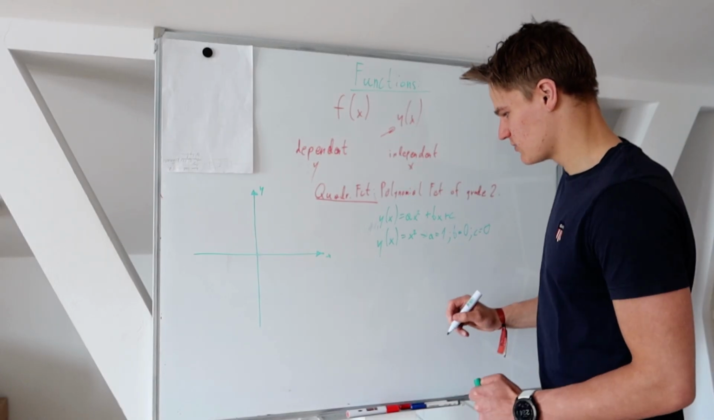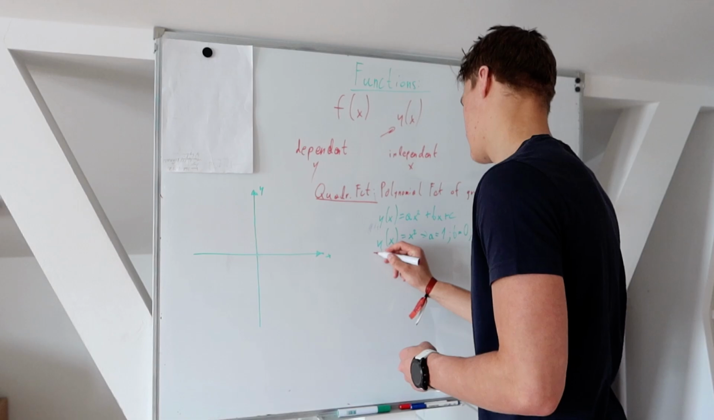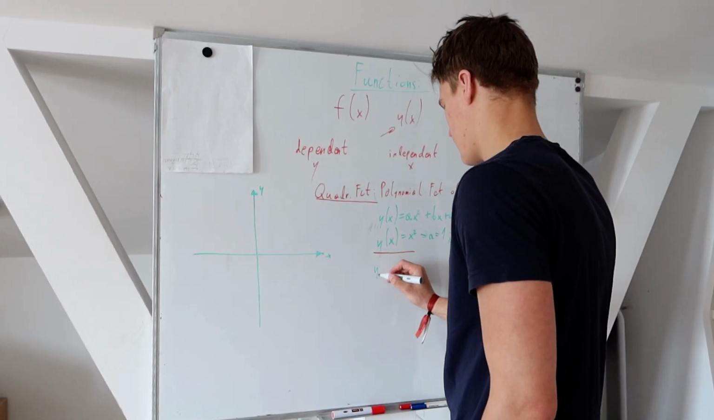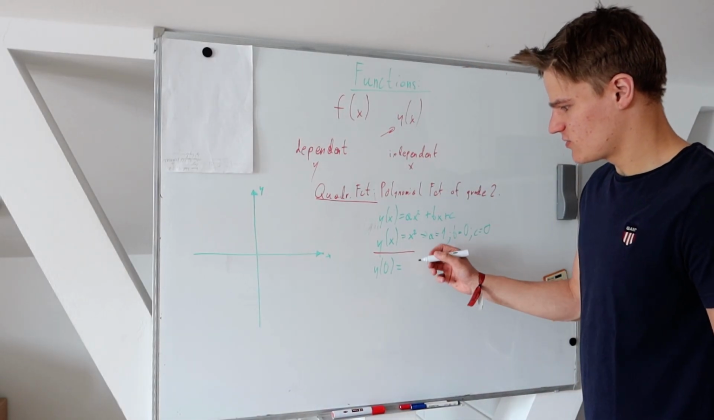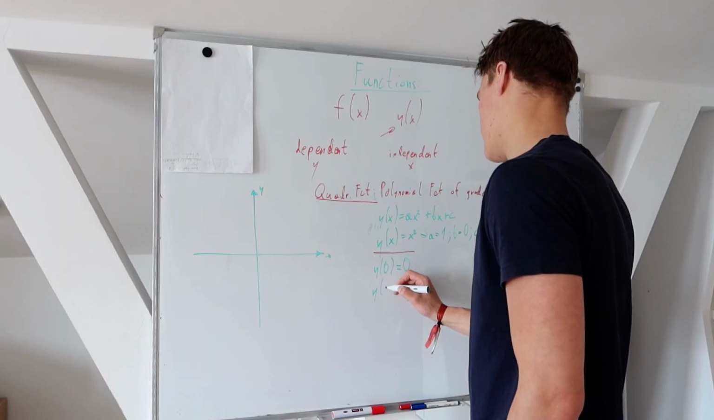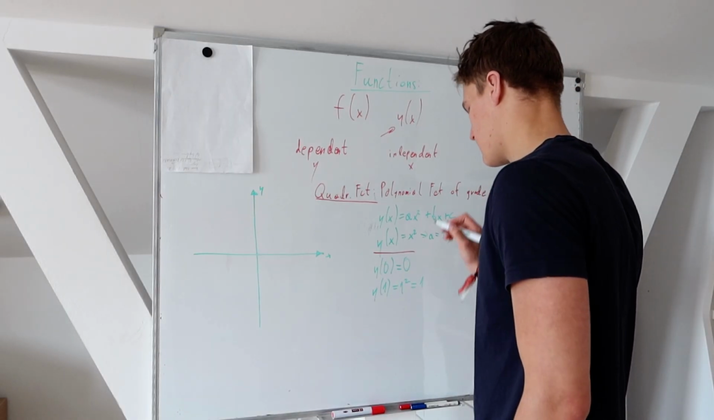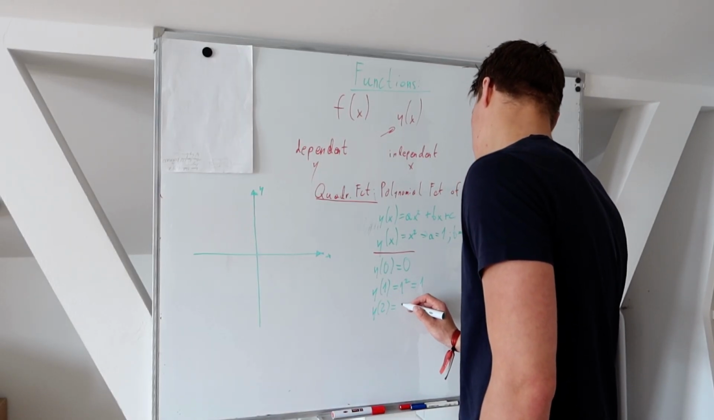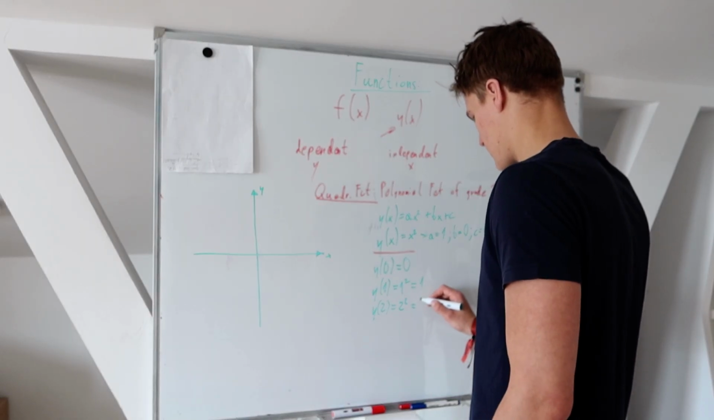And what does this mean? Let's plug in some values. I'm going to make this red right here. Let's plug in some values. Let's say y of 0 is how much? 0 squared is just 0. Simple. y of 1 is 1 to the 2, which is 1. Easy. y of 2 is 2 to the 2, which is 4.